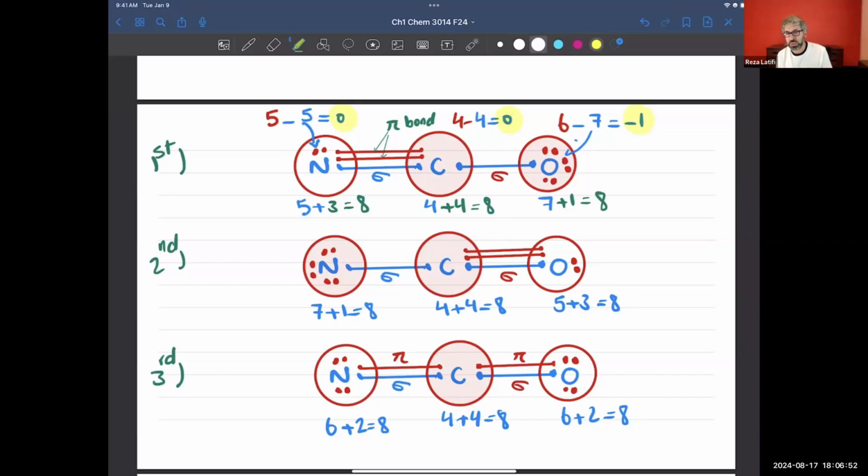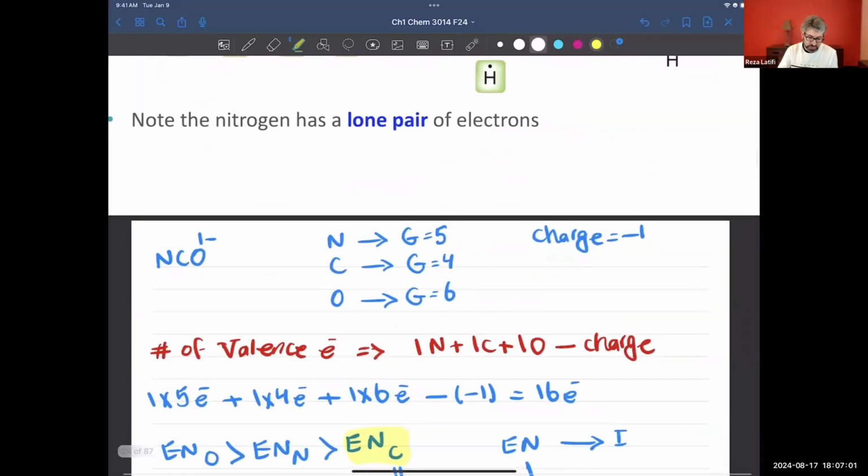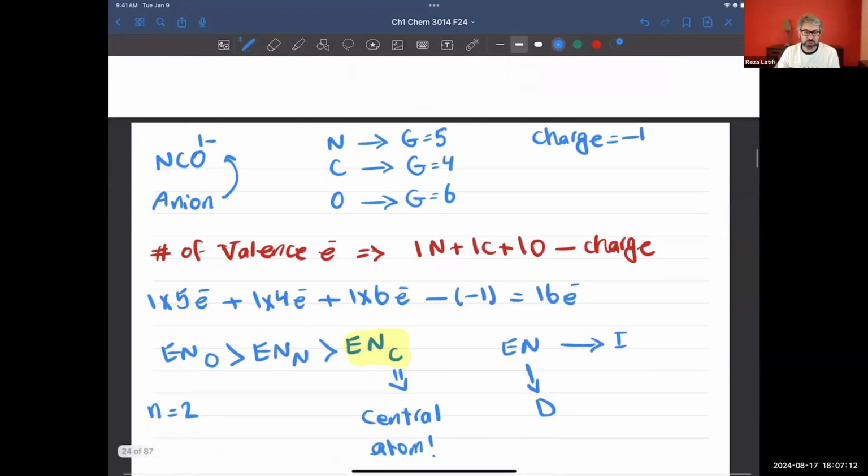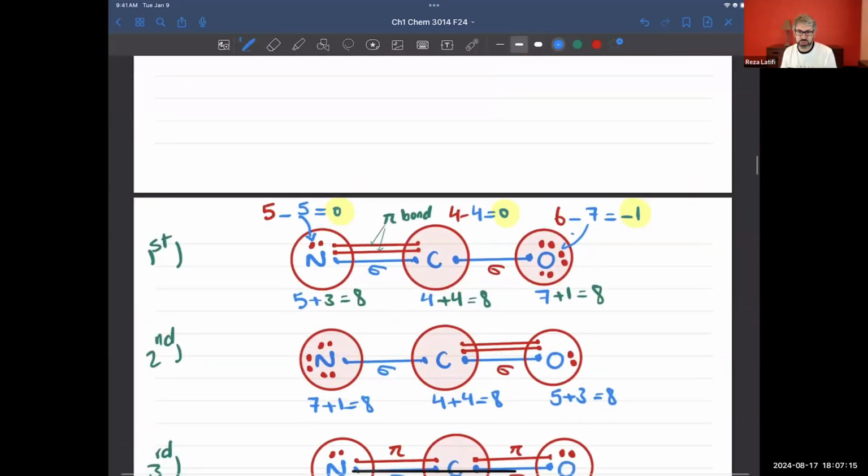When you add all the formal charges, they are supposed to be equal to the charge of the anion or the cation. The example that we're talking about is NCO minus 1. This is an anion, a species with a negative charge. And when you add all the formal charges, they need to be equal to the charge of the anion. Okay, and here we go. We got minus 1.